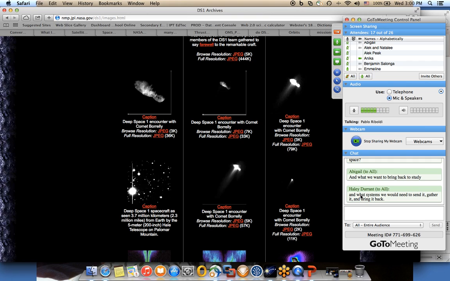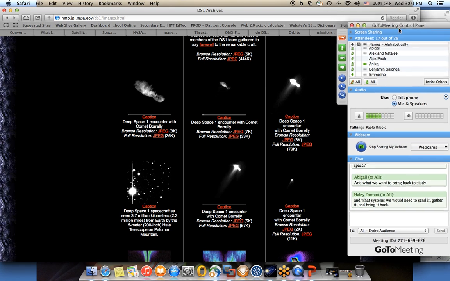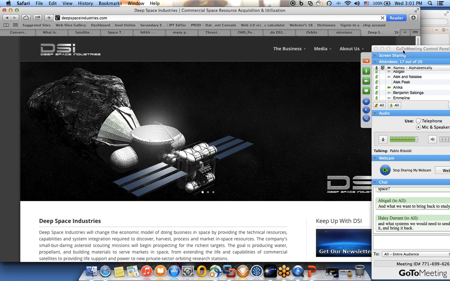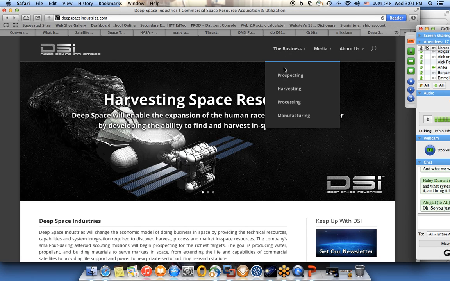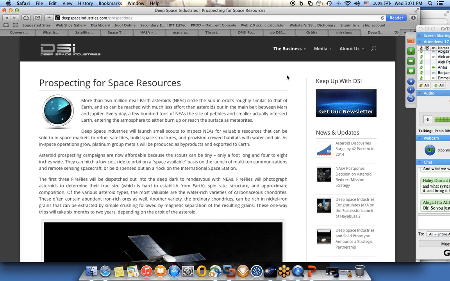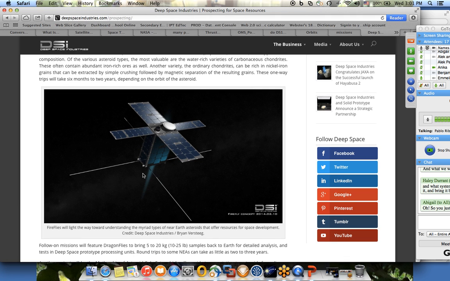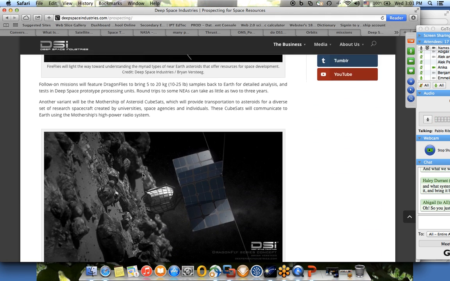Haley says, and so we have to define the purpose of the mission and what system we would need to send it, gather it, and bring it back. If you are going to gather something and bring it back, that is a whole lot more complicated. Remember, on the Deep Space Industries website, the Firefly was just prospecting. This was just to go and gather information.